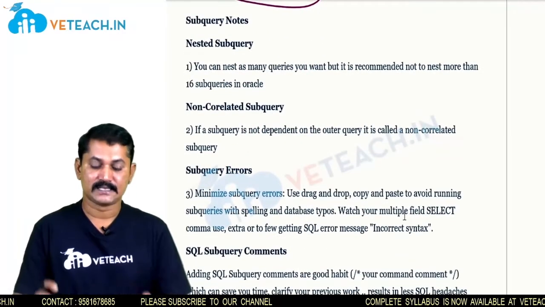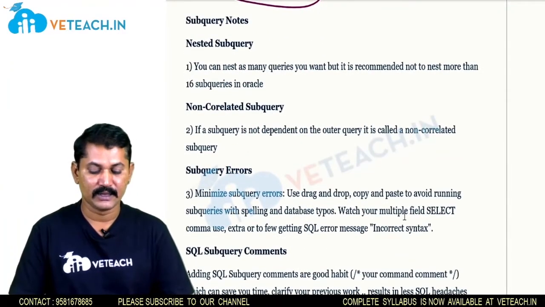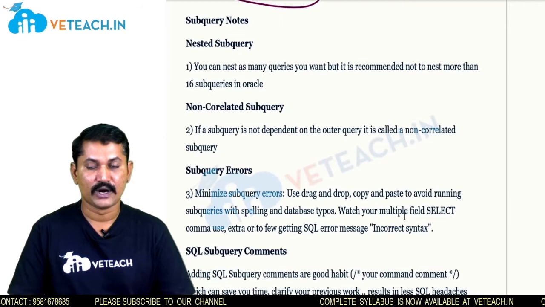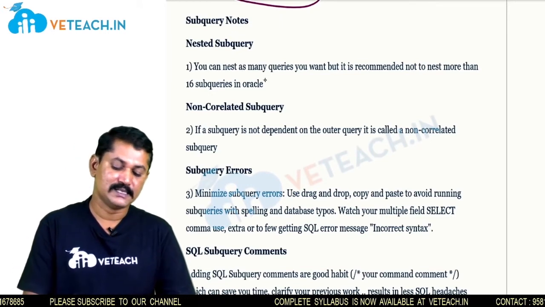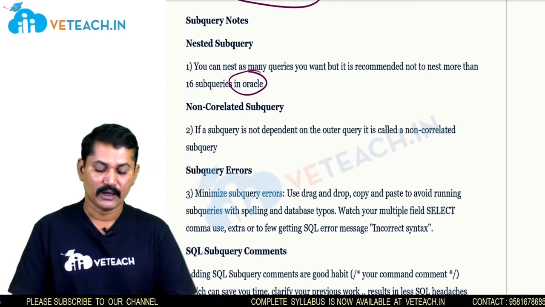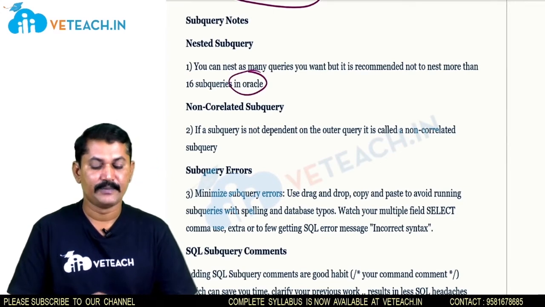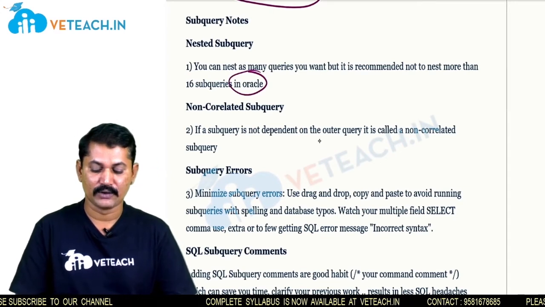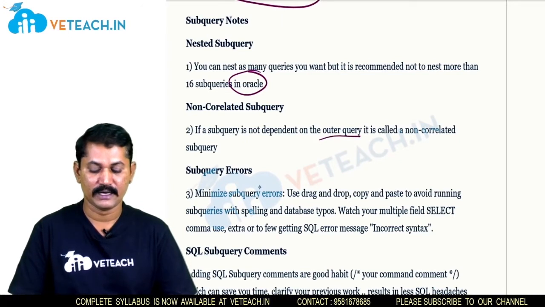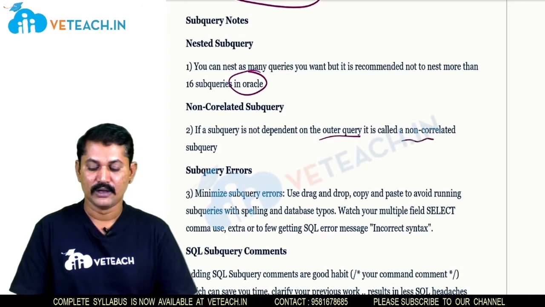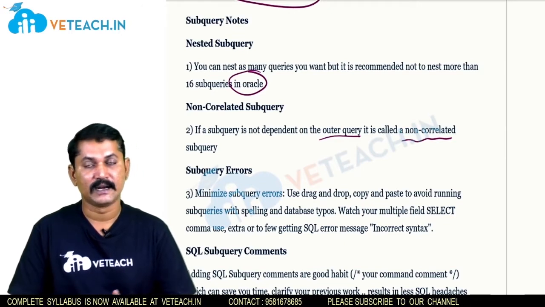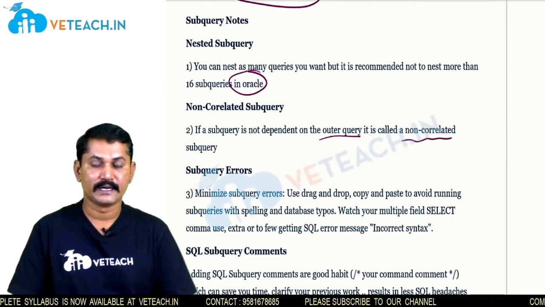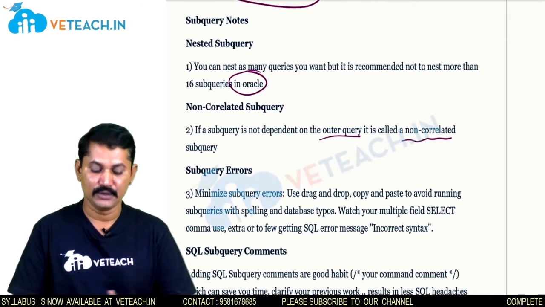Next one, nested subquery. You can nest as many queries as you want, but it is not recommended to nest more than 16 subqueries in general in Oracle. Non-correlated subqueries. If a subquery is not dependent on outer query, it is called non-correlated subquery. As we discussed, correlated means interrelated to each other. Non-correlated means they are not interrelated to each other.